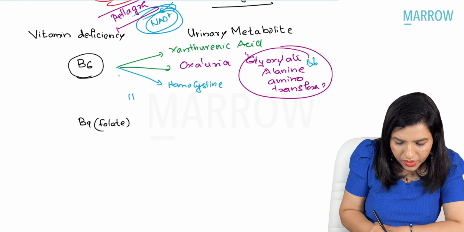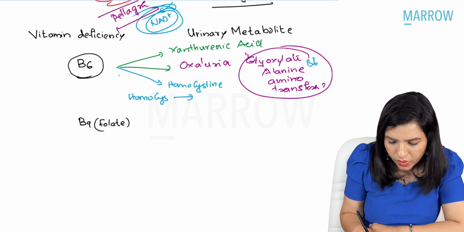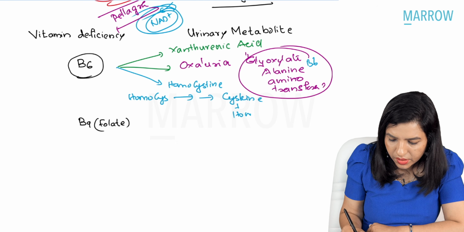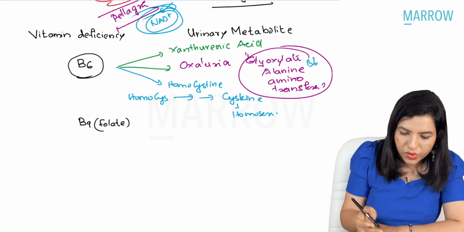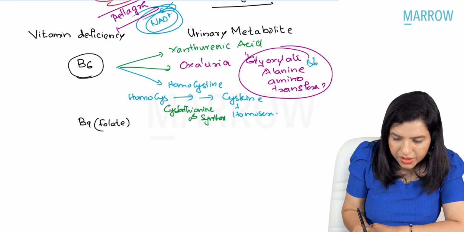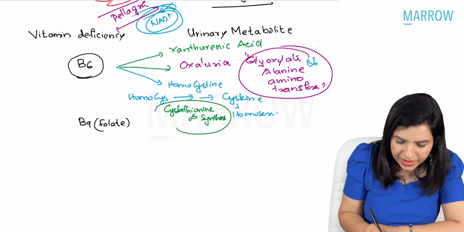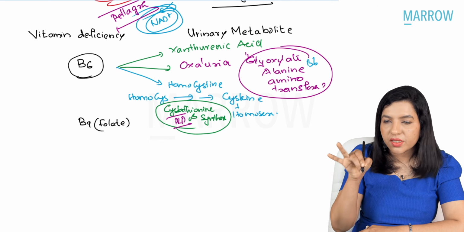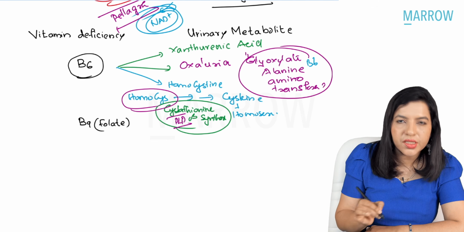Why? Because we know that homocysteine is converted to cysteine plus homoserine. This is by two reactions and two enzymes: one is cystathionine beta synthase, and one more is cystathionase. What I'm highlighting is cystathionine beta synthase, because that is a PLP requiring enzyme. So if there is a deficiency of PLP, then homocysteine is accumulated.